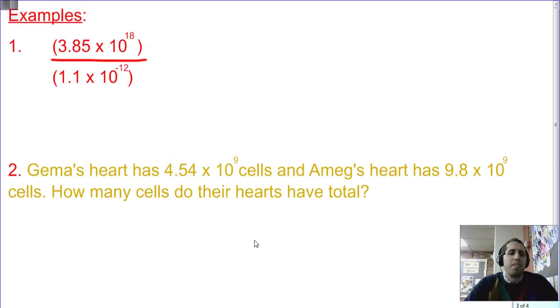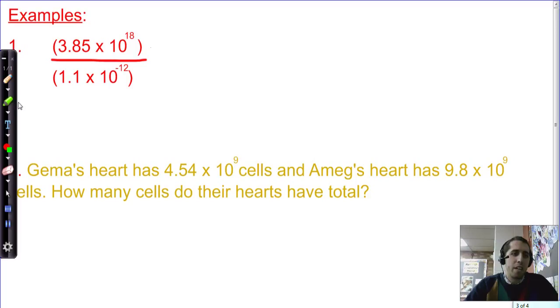The first example we have is 3.85 times 10 to the 18th power divided by 1.1 times 10 to the negative 12th power. Now, some of you are probably thinking that, if we're dividing by 10 to the negative 12th power, I could turn that exponent positive by flipping it to the top side of the fraction bar. And then we'll be multiplying two numbers in scientific notation. And that would work. That would be fine.